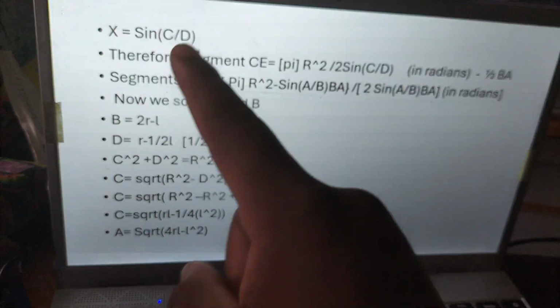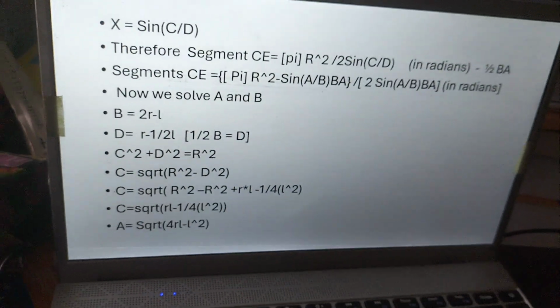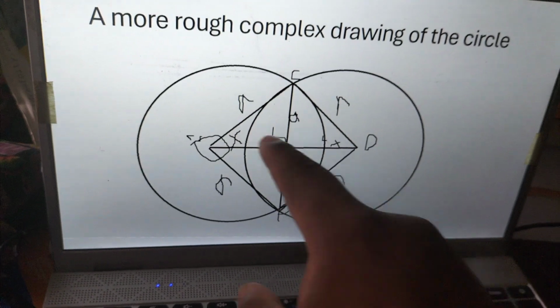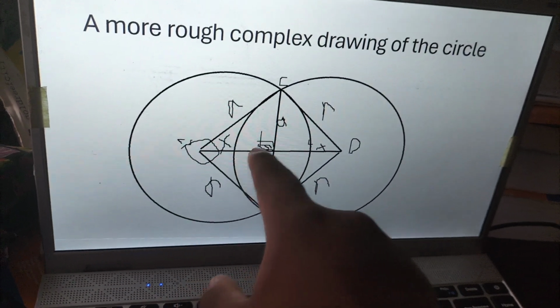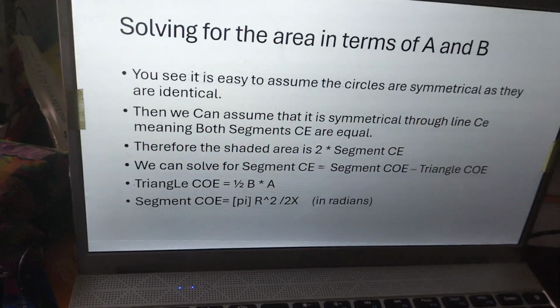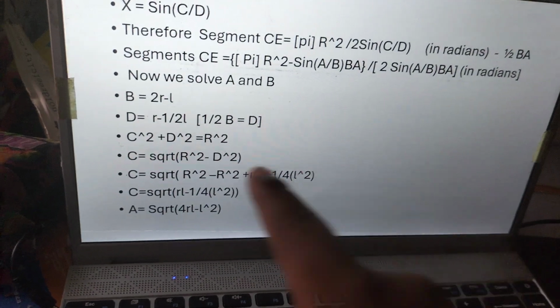I then have to solve for A and B in terms of R and L right now. We know B is this. We know D is this. So we can see this is where the D part is. This is a right angle triangle, but half B and half A. That means we're using D and C. So first let's solve for D and C. We know what D is, R minus half L.